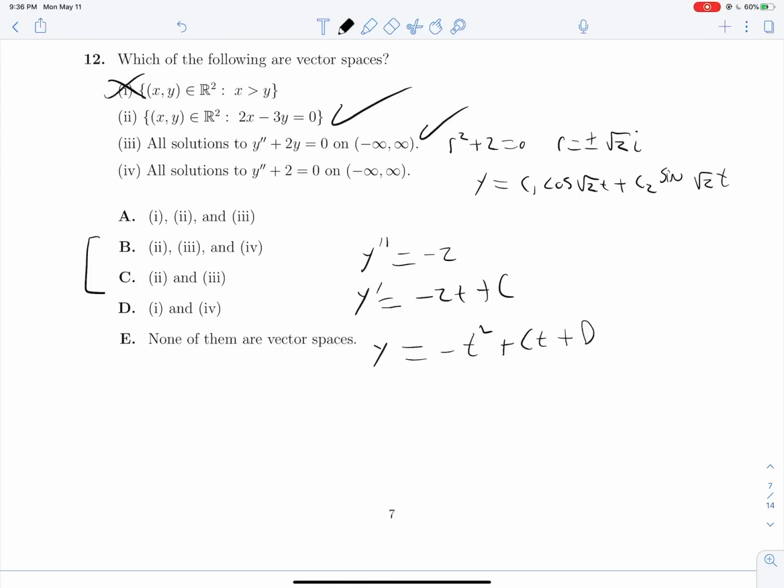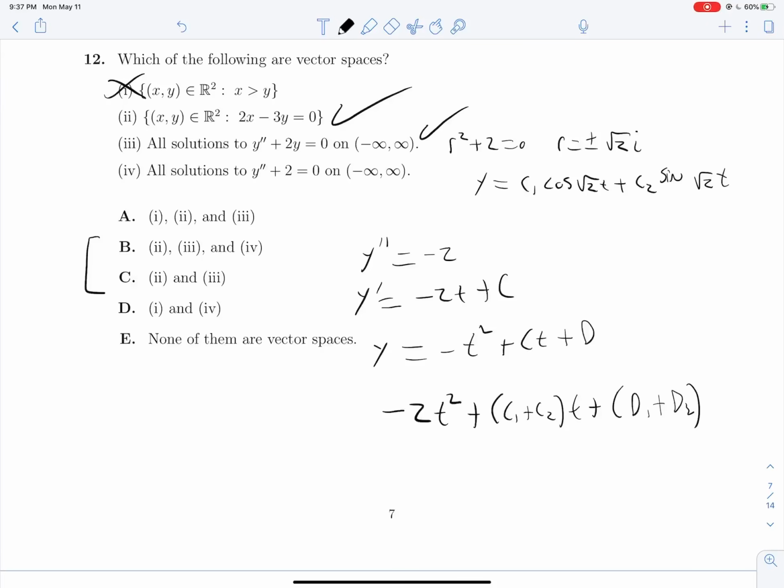problems here. If we take two elements of the set and add them together, let's say a C1 and a C2 and a D1 and a D2, we can get another entry, hopefully, of our set. We will have -2t squared plus C1 plus C2 times t plus D1 plus D2. And this is not good.